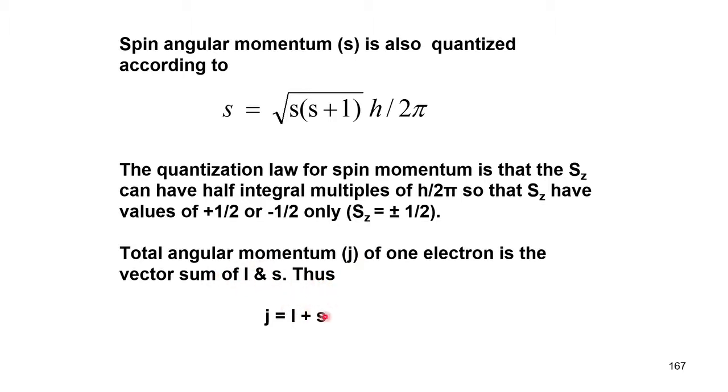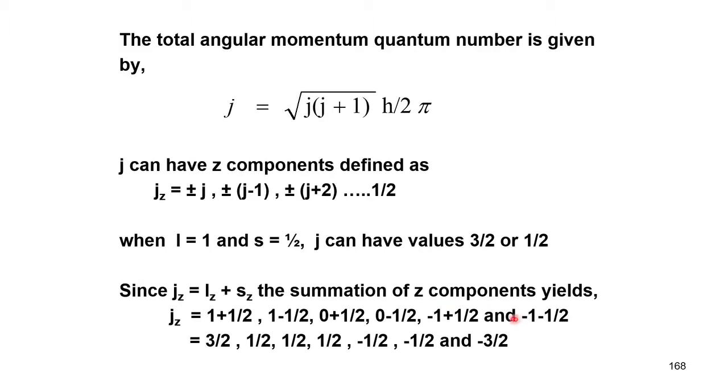So, J is defined as the vector sum of L and S, that is what I have written here, and the total angular momentum is given by square root of J into J plus 1 into h by 2 pi, and J also can have values just like angular momentum. Jz is equal to plus or minus j, j minus 1, etc. When L is equal to 1 and S is equal to half, J can have values L plus S, that is 3 by 2, or L minus S, that is half.